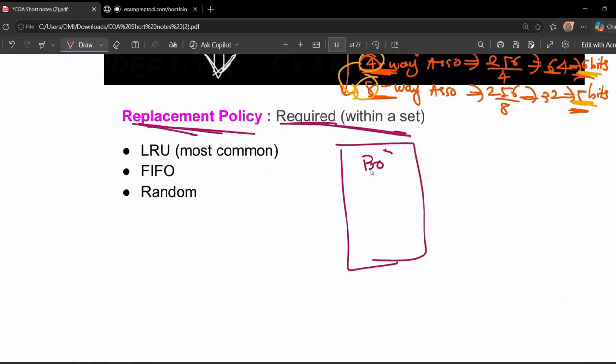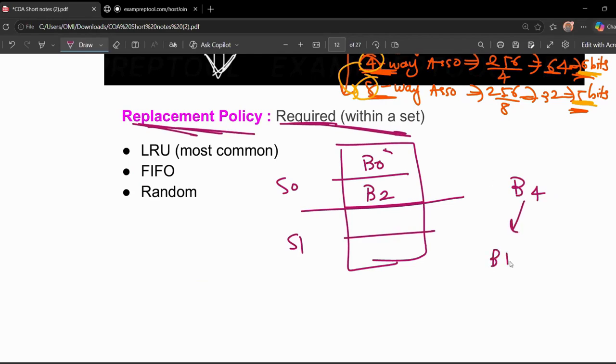here B0 is present and B2 is present, and you have two sets S0 and S1, and four blocks. Now assume that B4 comes. Where will it map? B4 will map to 4 mod 2, which is 0. So the B4 block will map to set S0.